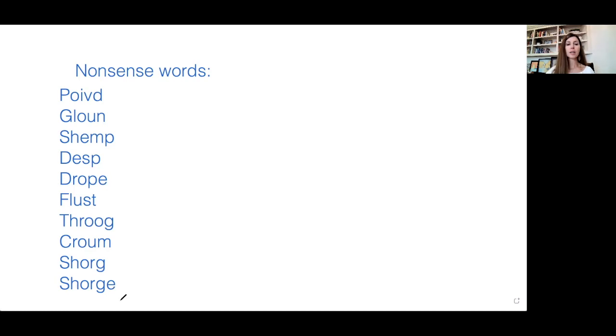So here's an example, nonsense words. If you need more lists of words, I can help you find some. I think it's pretty easy to Google nonsense words, but it's really important to see how they are applying all of these vowel sounds and these blends that they have learned and to read them in isolation like this using those decoding skills.